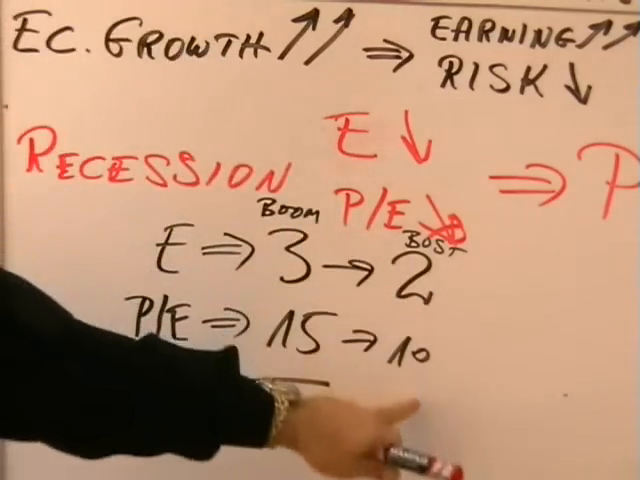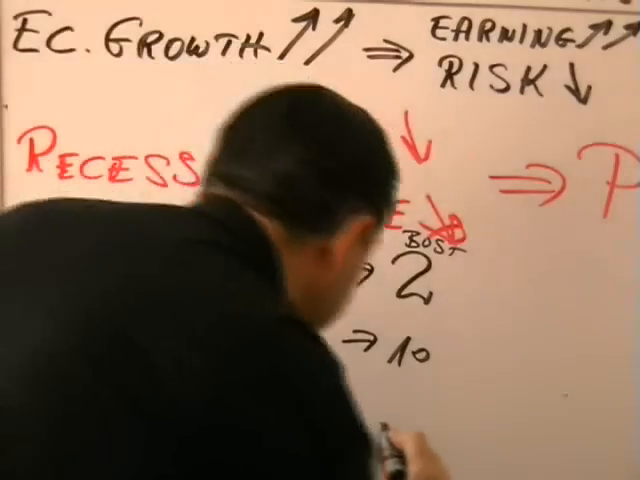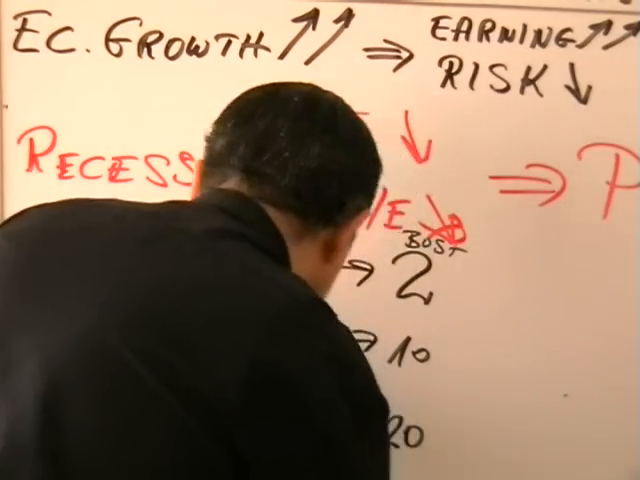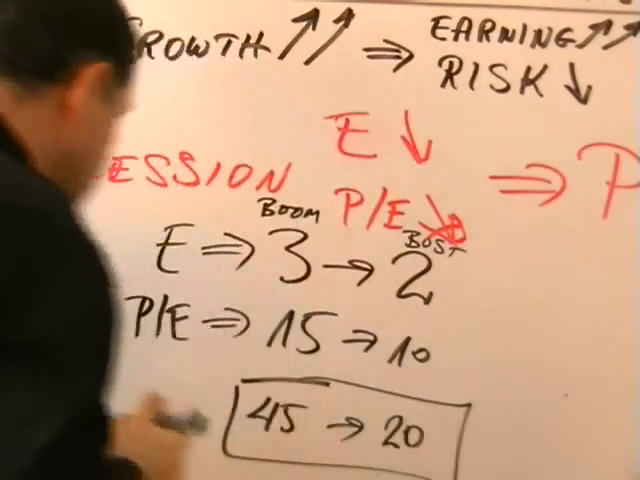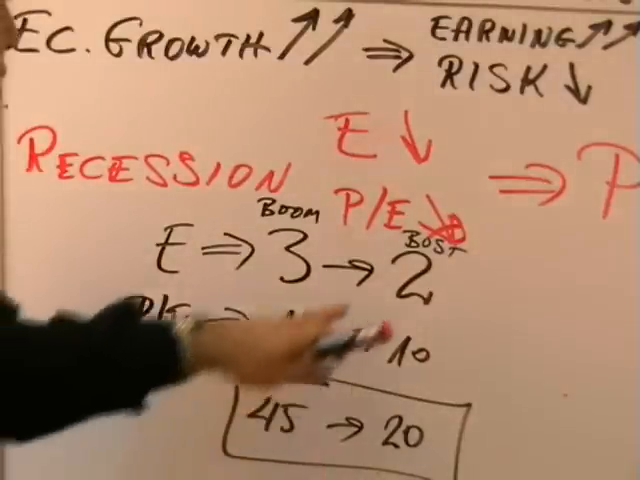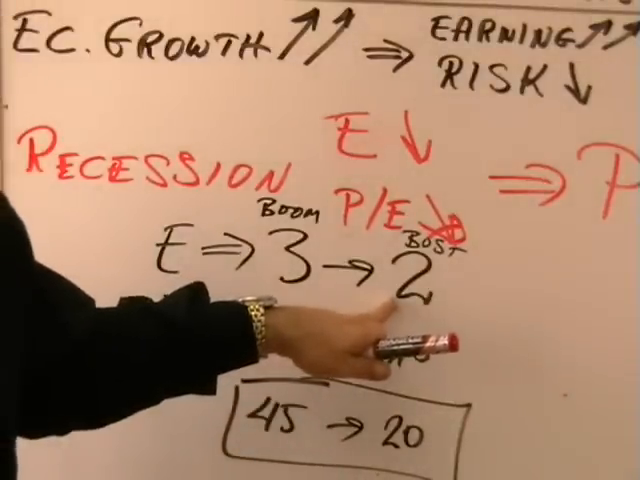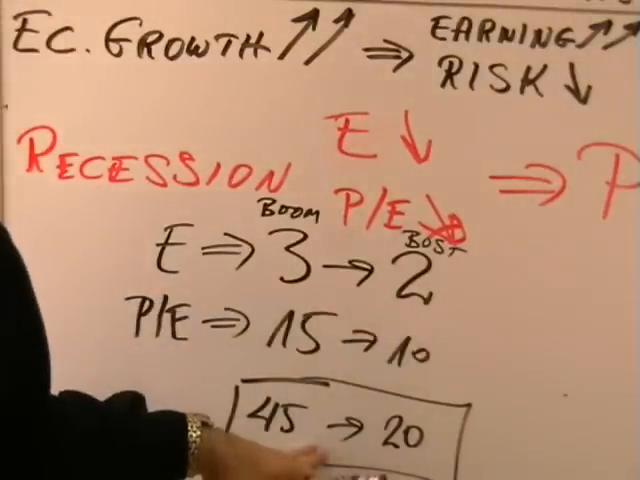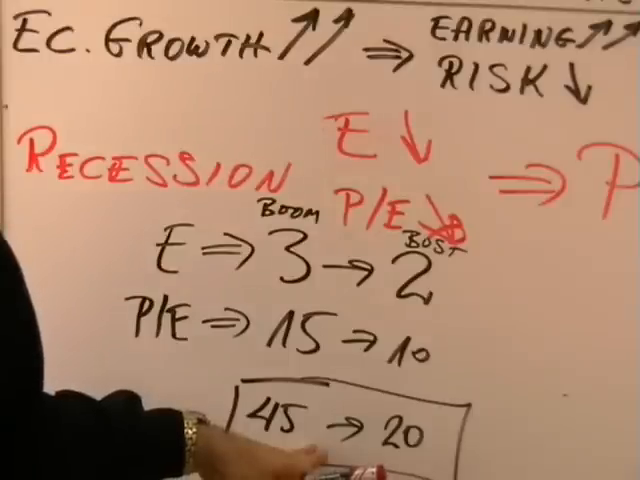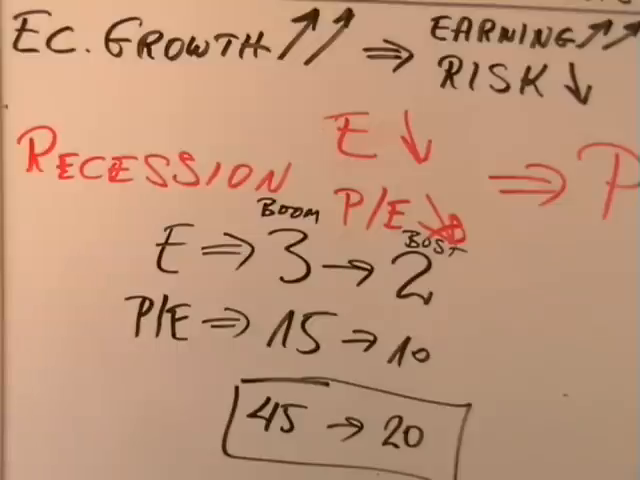45. And here the price is 20. So your earnings barely fell some, but your price fell a lot. Alright? Question? Yeah, it's the same thing the other way around.